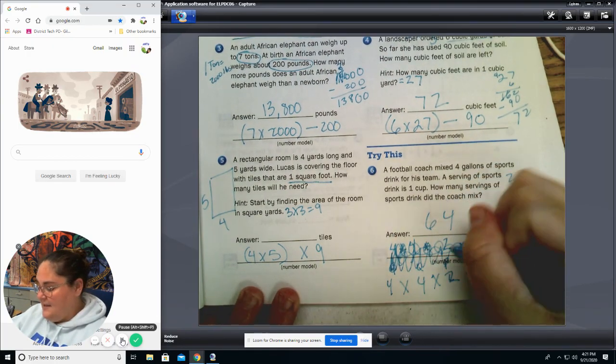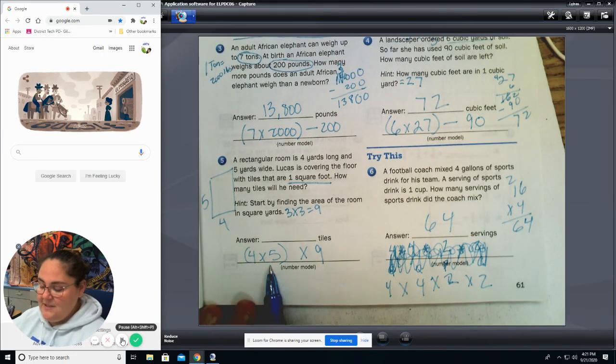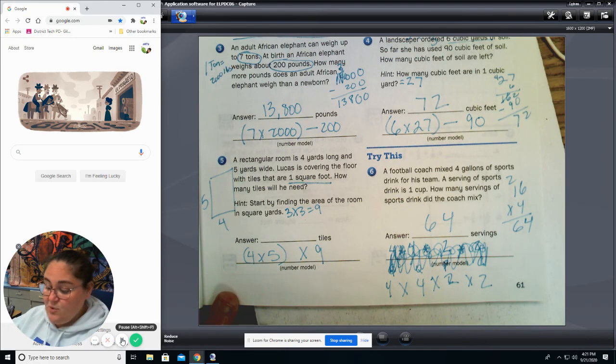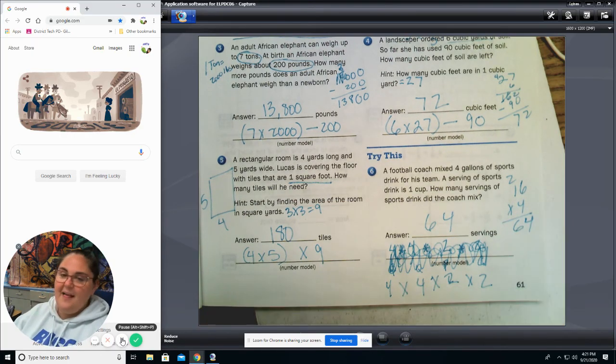That's why it's a try this. It's super, super tricky. Now let's go back to this one. I want to see what your answer was. 4 times 5 times 9. I know 4 times 5 is 20, times 9 is 180. That should be what you had for that answer.